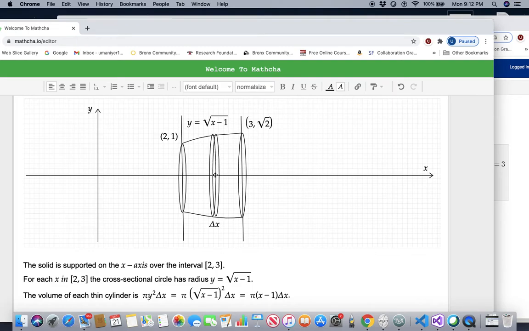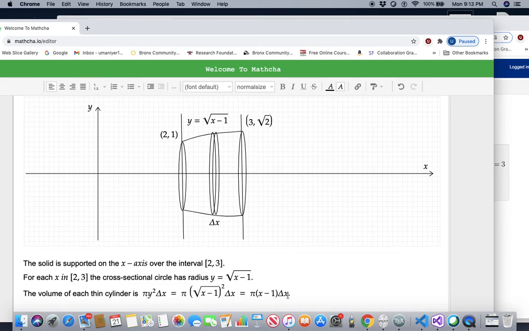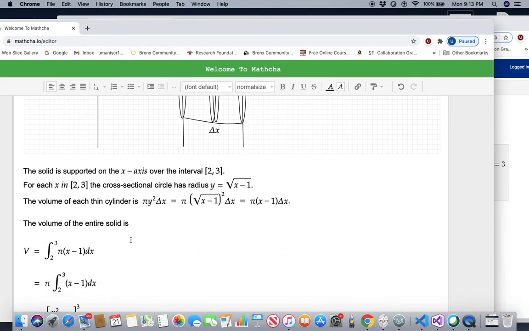The radius is the vertical distance from the curve to the x-axis. But that's what we call the y-coordinate of a point on the curve. The y-coordinate is square root of x minus 1. So the radius is the y-coordinate, which is square root of x minus 1. So the volume of each thin cylinder is the width times the cross-sectional area, pi y squared. Pi times square root of x minus 1, squared, that is pi times (x minus 1) delta x. So what is the volume of the entire solid?